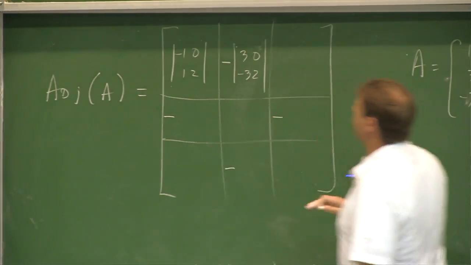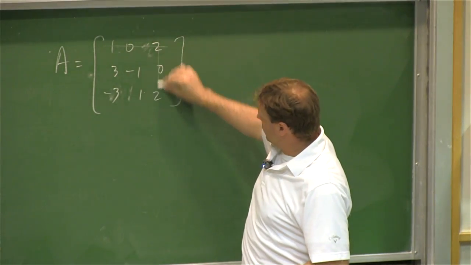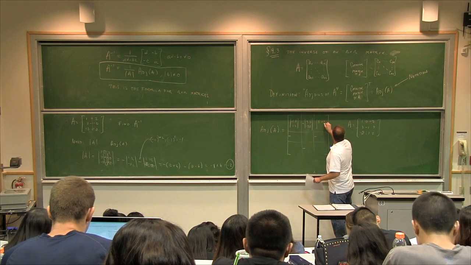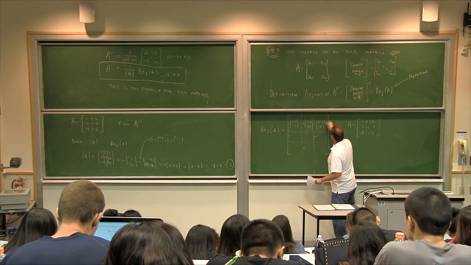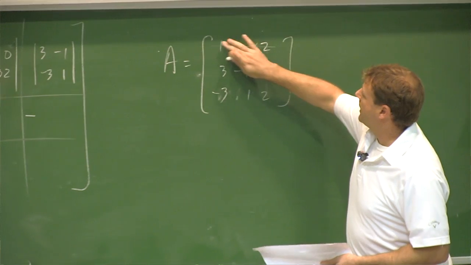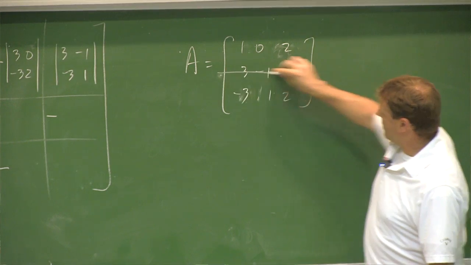Please follow me while I do this and tell me if I write something wrong. Then I'm going to cross off the third row, and I have this little block here. 3, negative 1, negative 3, 1. That's the first row. Okay, now we move on. Let's do the second row. Second row, I'm going to cross it off.